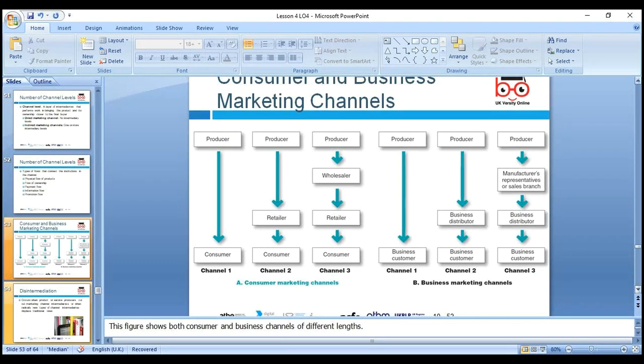Producer to consumer with no middleman: all the benefit goes to the consumer, because we produce it and sell directly, no middleman earns anything, so the customer gets a cheaper product. Then producer, retailer and consumer can be a channel as well, where we sell to the retailer and the retailer sells to the consumer. The third channel can be producer, wholesaler, retailer, and then consumer. And in business, contracts as well. Anybody any question?